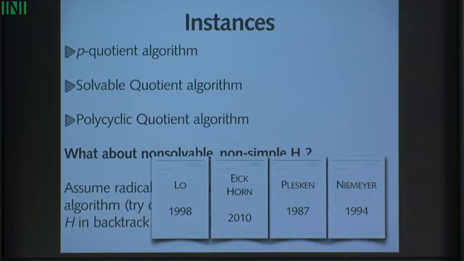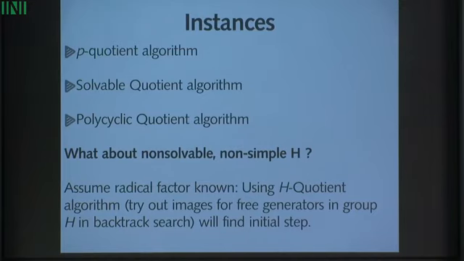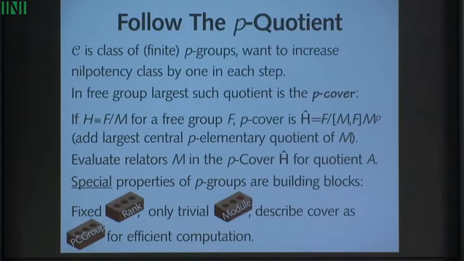So I want to start with the group H, a known quotient H. I don't require that it is simple, but in particular, it is not solvable. And I will assume that this has been obtained through different techniques. So what I want to do is to follow what the p-quotient algorithm does, not what the solvable quotient algorithms do, because that ends up a bit too complicated.